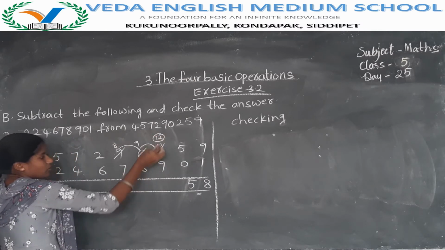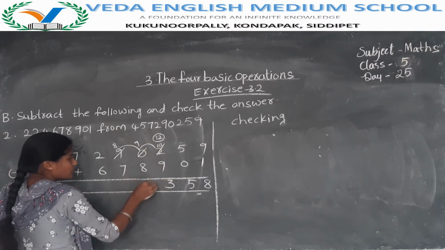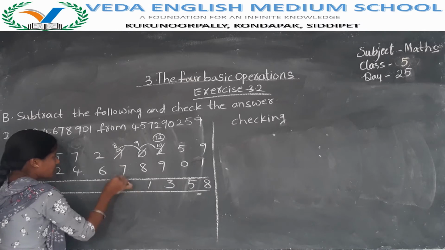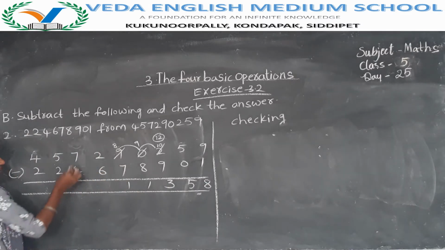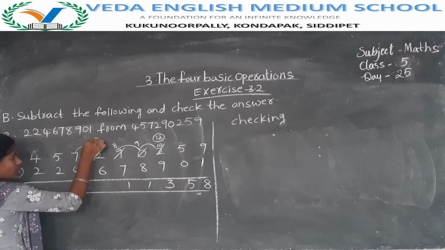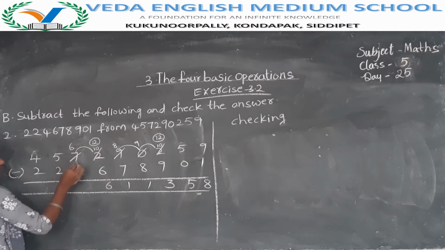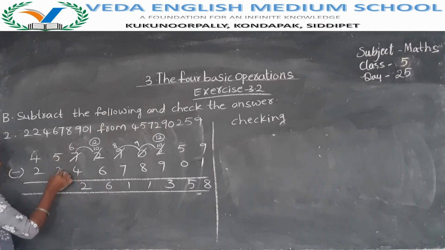Now greater number to smaller number. 12 minus 9 is 3. 9 minus 8 is 1. 8 minus 7 is 1. Is 2 minus 6 is possible? No. Then you have to take borrow. 10. 10 plus 2, 12. 12 minus 6 is 6. 7 becomes 6. 6 minus 4, 2. 5 minus 2, 3. 4 minus 2, 2. Subtraction has completed. Now checking. Now write the answer.